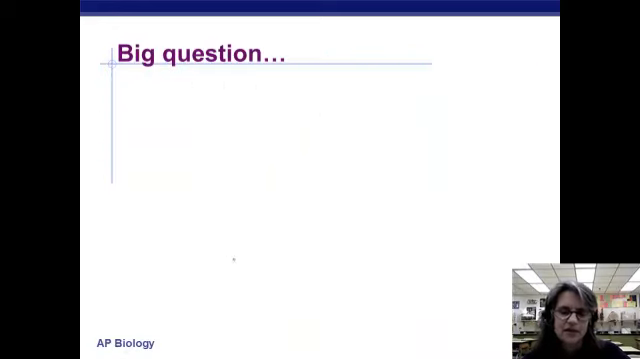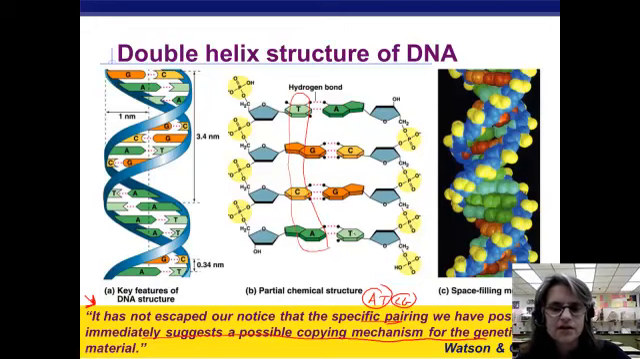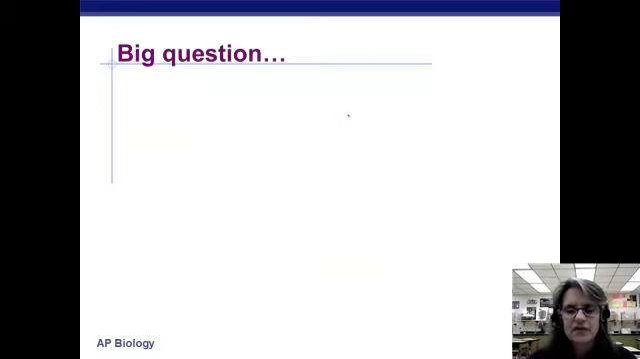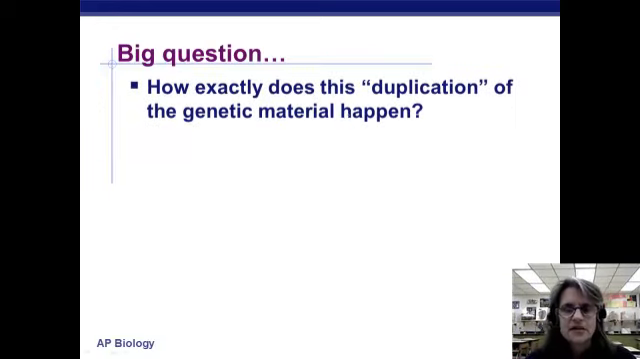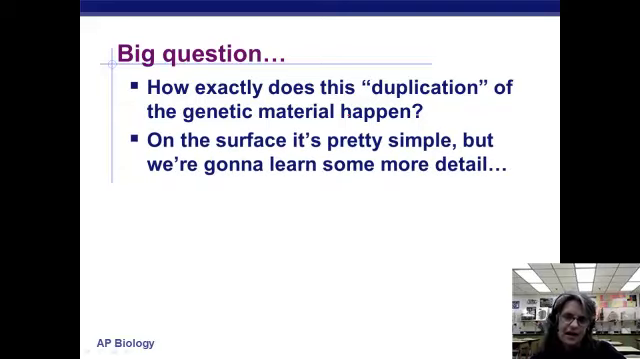So, in discovering the structure of that molecule, they were able to realize that this must be telling them a whole lot of information about how this thing could copy itself. If you had a T over here, you would know that you needed an A to make a copy of this molecule. And we'll see how that works. Okay? So, the big question then is how does this duplication of the genetic material actually happen?